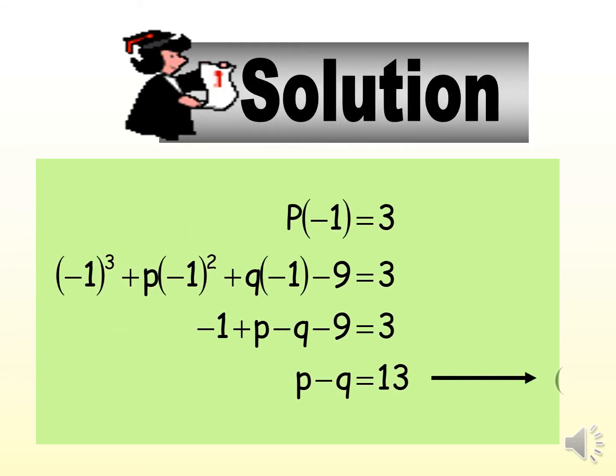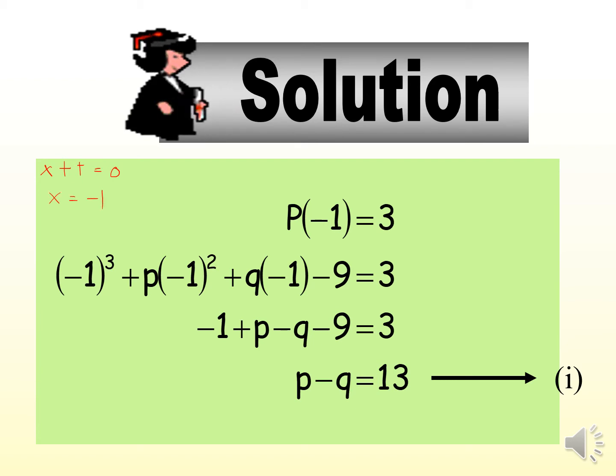So by using the remainder theorem, x plus 1 equals 0, so x equals negative 1. So P(negative 1) equals 3. Now substitute negative 1 into variable x and simplify so you can get the first equation.